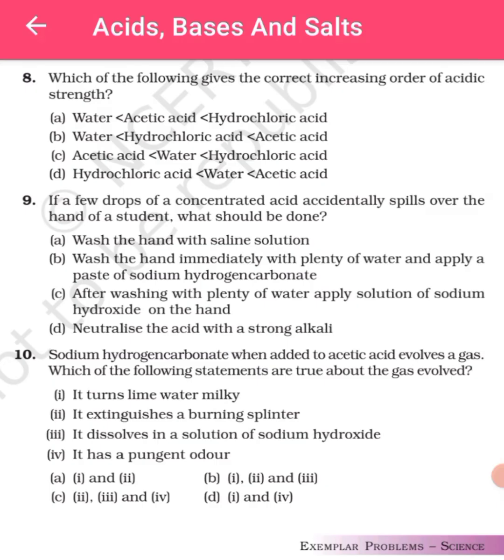Next question is question number 8. Which of the following gives the correct increasing order of acidic strength? In this question, we have to find out the increasing order of acidic strength. Acidic strength is directly related to the dissociation of the substance to release the H positive ion. Here, three substances are given.